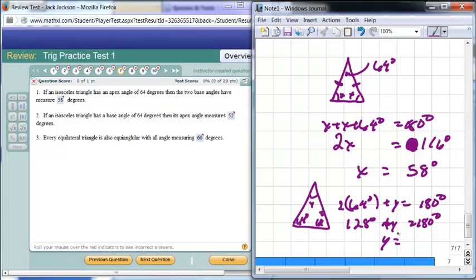So that only leaves 180 minus 28, which is 52 degrees for the apex angle. And if it's equilateral, all three angles are the same measure. So if they're all x, we have 3x equals 180 degrees, so x is 60 degrees. It's always 60 degrees for an equilateral triangle. So it's also equiangular.